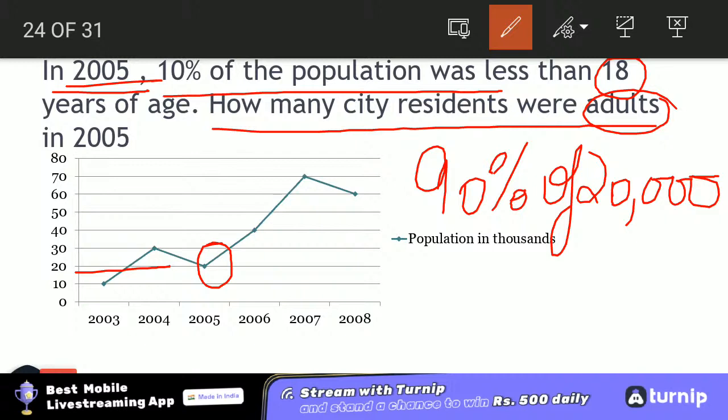Hurry up. Tell me, how many city residents were adults in 2005? How many adults were there?